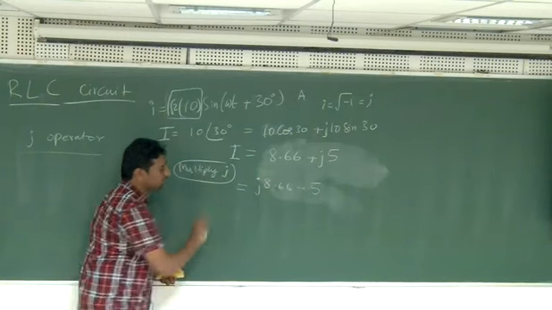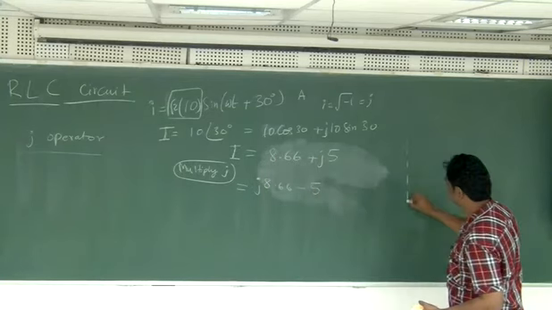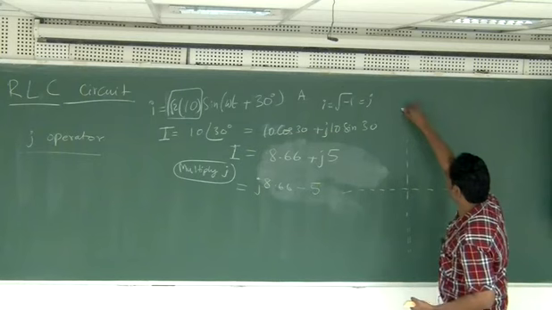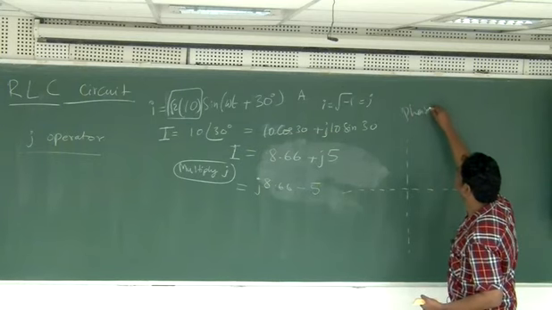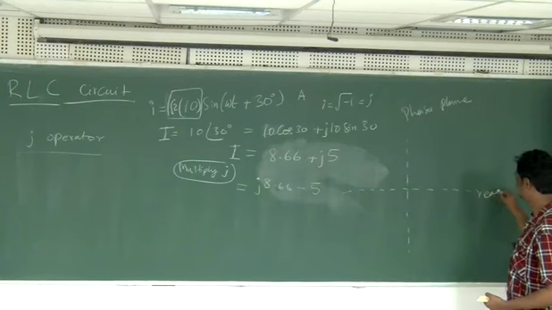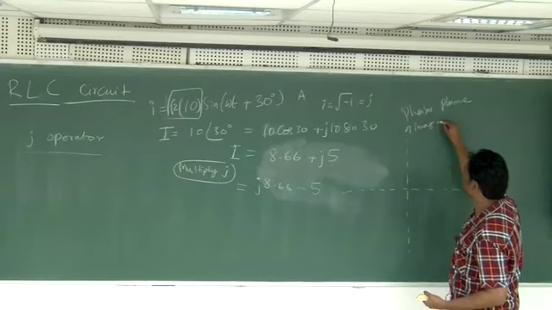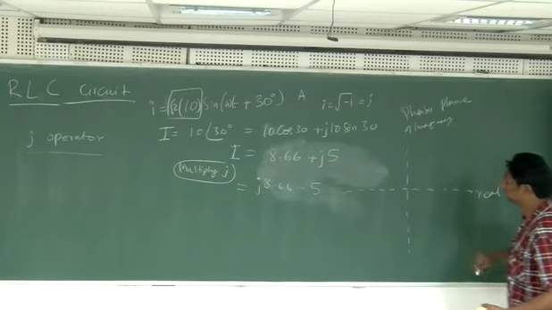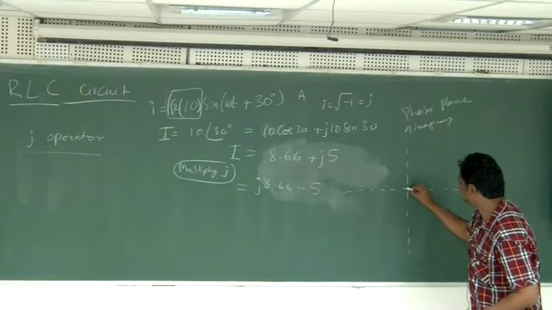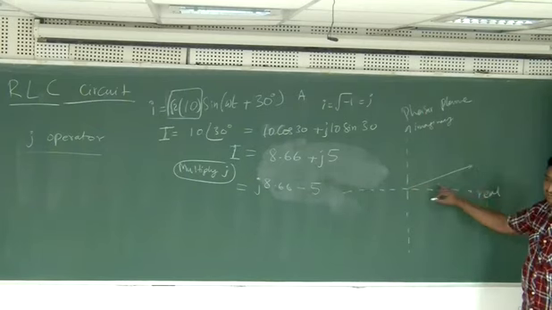So after multiplying by J, you are getting like this. Okay. So if I draw the figure, let's say this is my phasor plane, and this is the real axis and this is the imaginary axis. So in this axis, if I draw the original I, so 8.66 and 5, or I can actually draw a length 10 units with angle of 30 degrees.